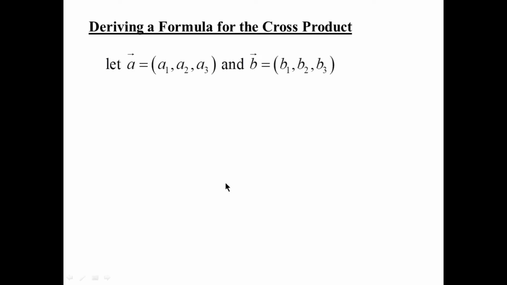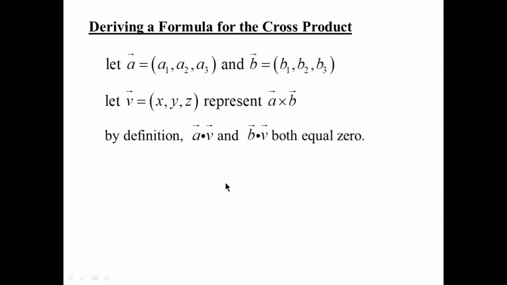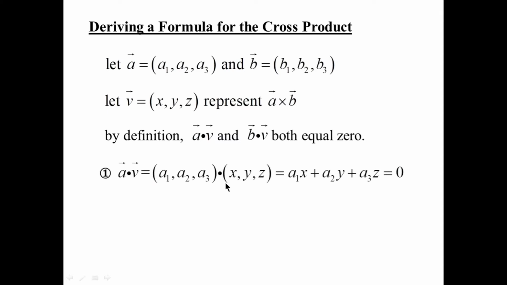Given a vector A, (A1, A2, A3), and vector B, (B1, B2, B3), let V, (X, Y, Z), represent their cross product, A cross B. Now, by definition, V is perpendicular to them both. So those two dot products, A dot V and B dot V, must both be 0. So we'll set that up.